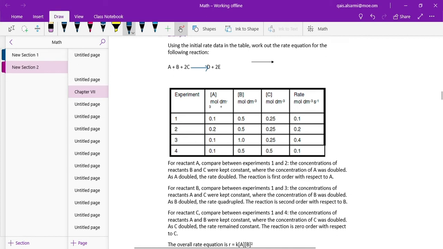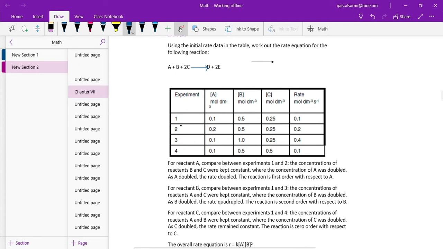So we need to find out the order of the reaction with respect to A. If you are finding out A, you have to fix B and C. You have to choose experiments such that only A is changing, and then study the effect of changing A on the rate. So let's check the experiments. Where do you have experiments where B and C are constant?